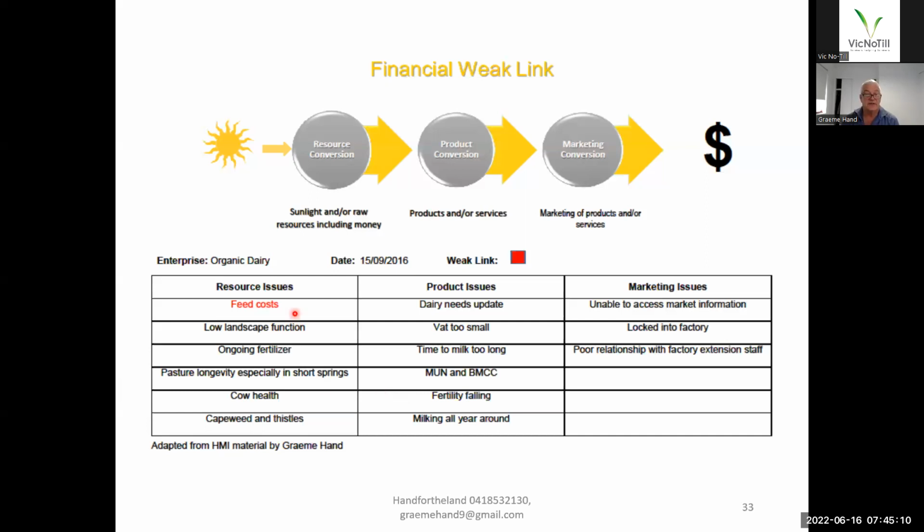Because it was an organic dairy, any feed bought in was incredibly expensive. So we decided to work on that. We wound out the recovery very slowly because these dairy cows are pretty sensitive, and you start to see these other things disappear. The fertilizer requirement went down, the cow health improved, the fertility improved, the MUN, the milk urea nitrogen, went down, and the cell count. That also meant reducing the numbers. Time to milk was too long, so that still needed to be addressed in the future, and the dairy needed an update. But starting to do that increased the money in the business.